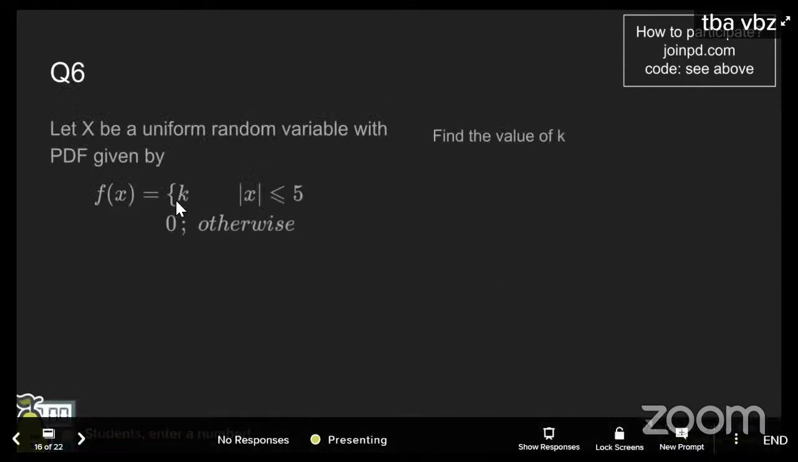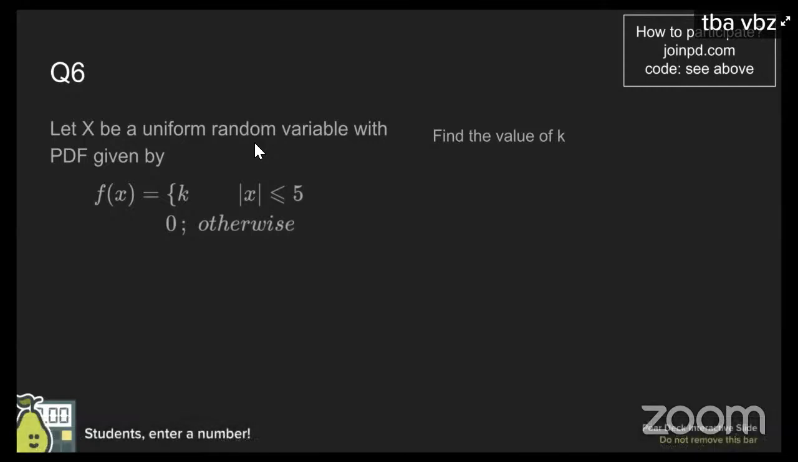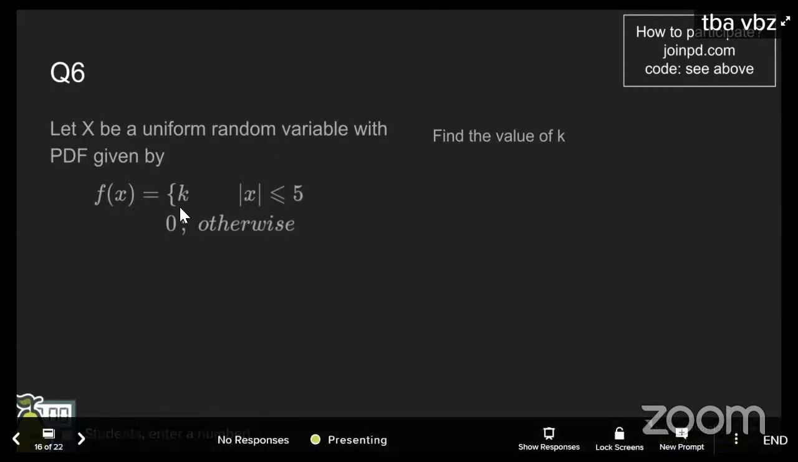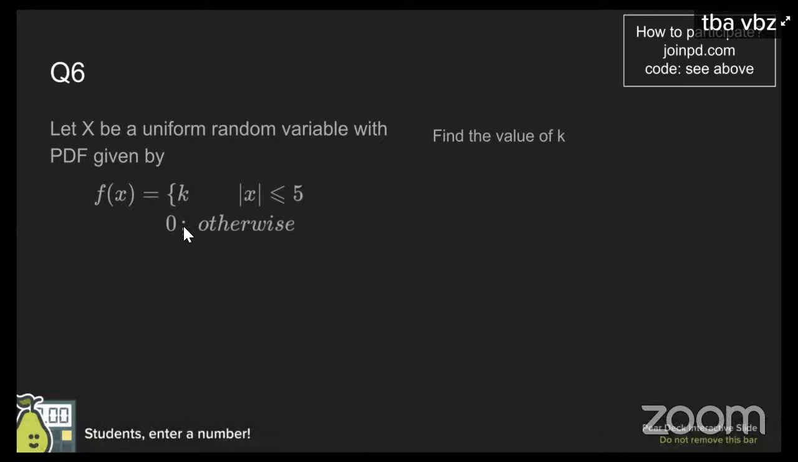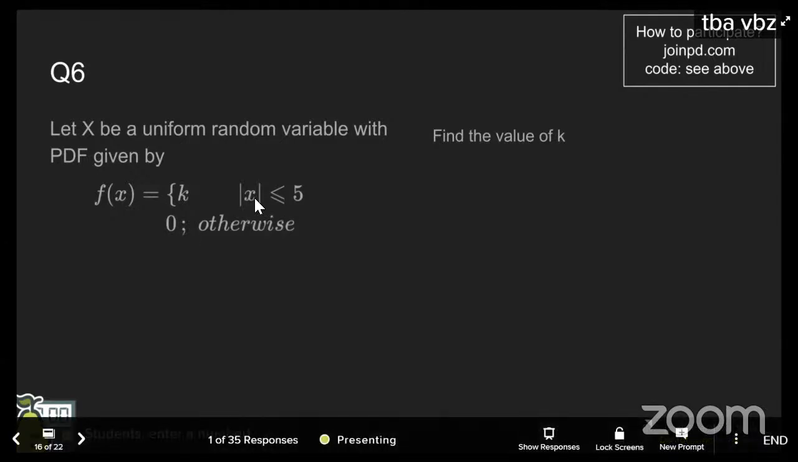Proceeding further, it's again uniform distribution we are having. So you know that X follows uniform distribution and its PDF is given by this. It takes the value k whenever the absolute value of x is less than or equal to 5. So absolute value of x means mod of x. Mod of x less than or equal to 5, what does this imply? X lies between -5 to 5.